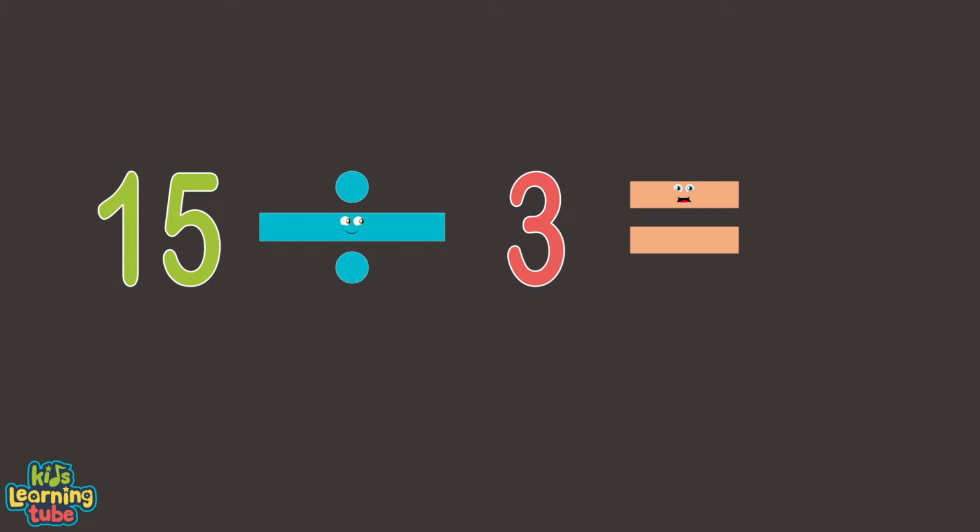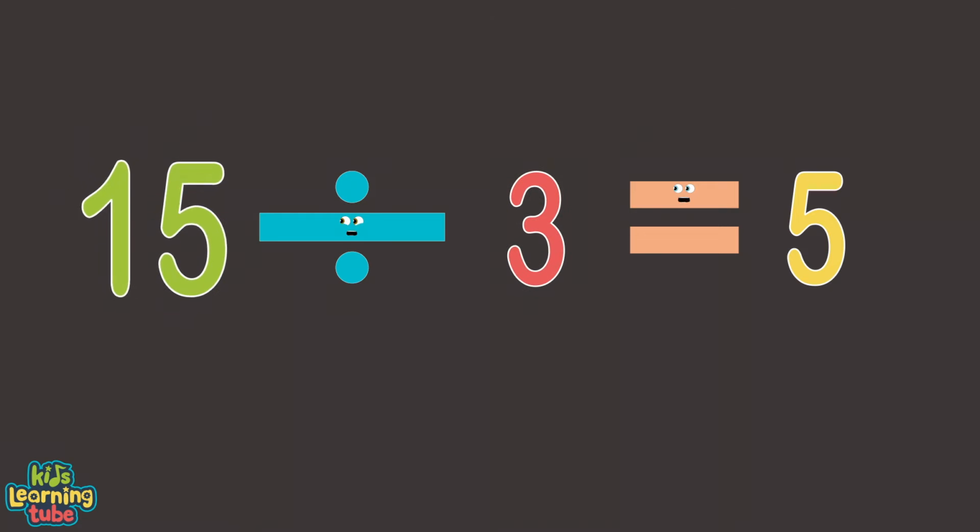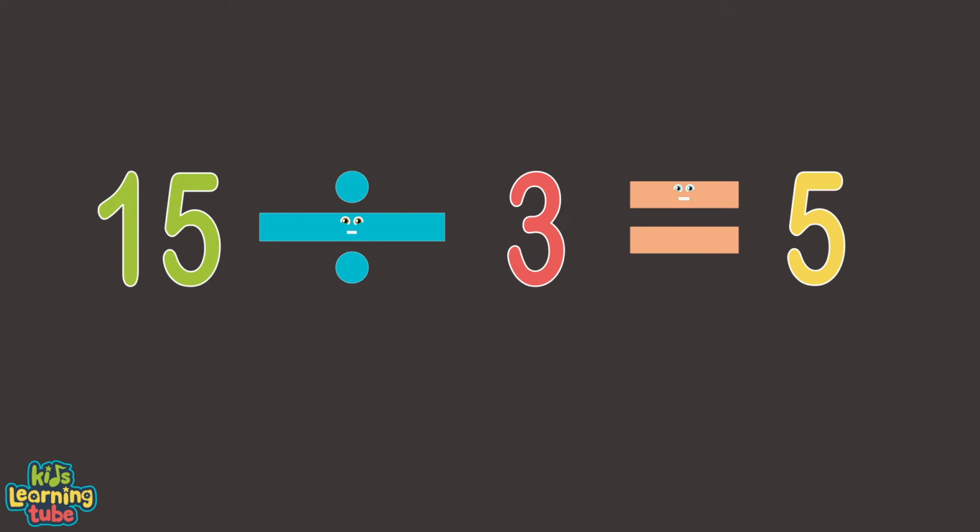I'm the equal sign, made up of two parallel horizontal lines. I indicate equality of two expressions on each side of my sign. Together we find how many times one value is contained in another, you'll see. Let's look at our first equation.